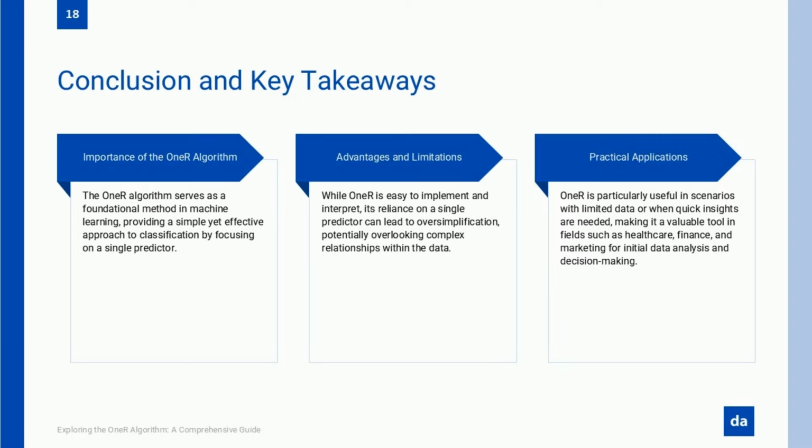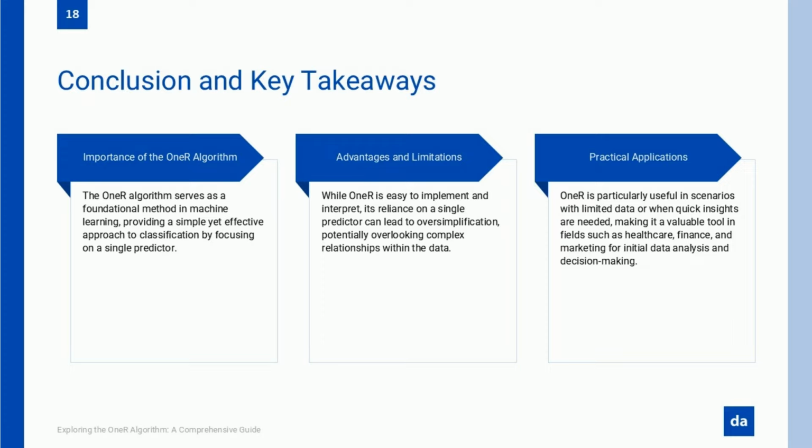The OneR algorithm serves as a reminder that sometimes the simplest approach can be the most effective. While machine learning is often associated with complex models and deep learning techniques, OneR proves that a single rule can provide meaningful insights, especially when interpretability and efficiency are key priorities.